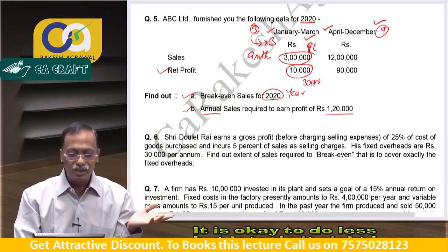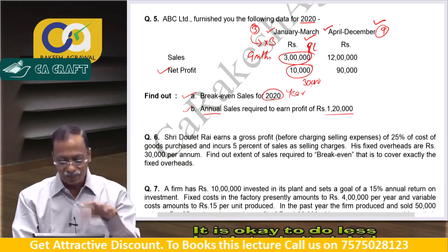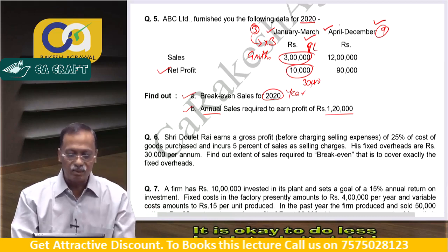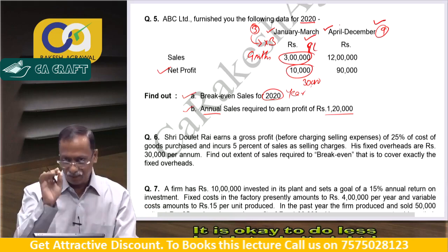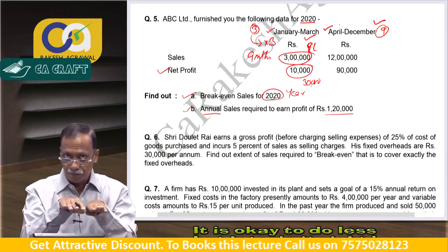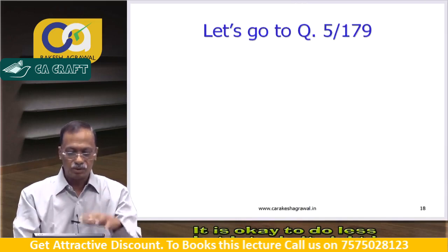And once you get PV ratio, we can substitute PV ratio, calculate fixed cost, and then you'll get BEP also, you'll get sales required to earn profit also, everything you'll get. The trick is put the data on same platform. The data should be comparable, right? Let's go to the answer.